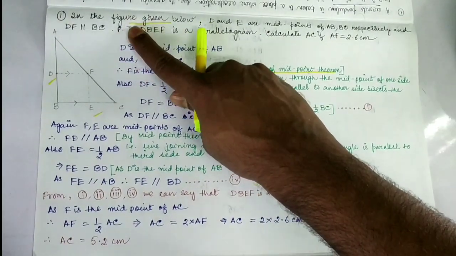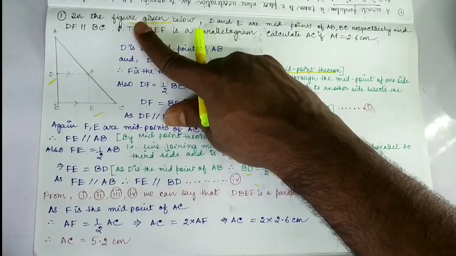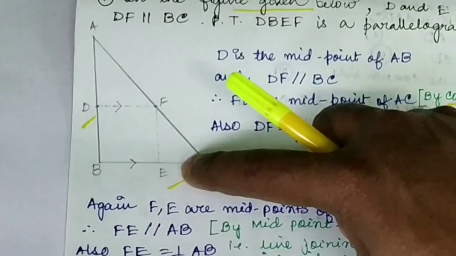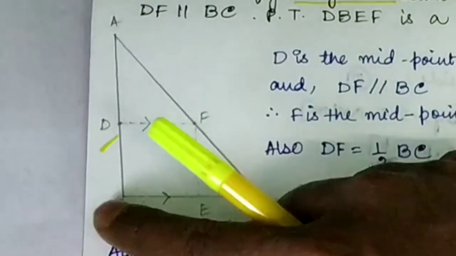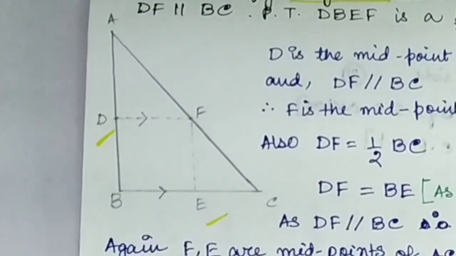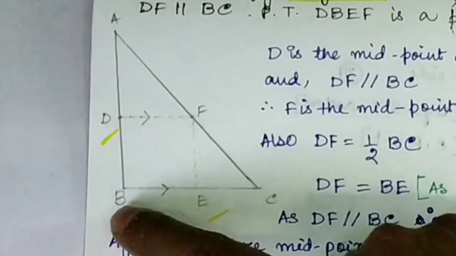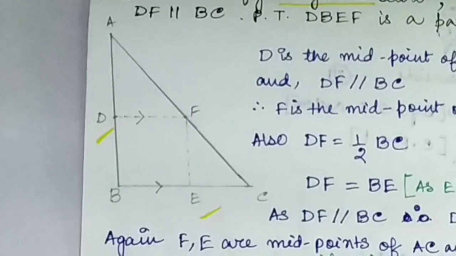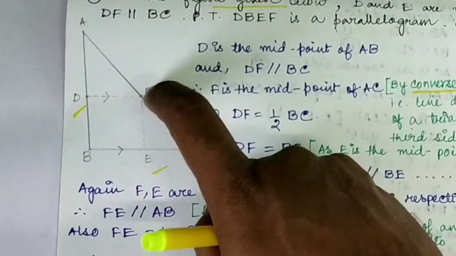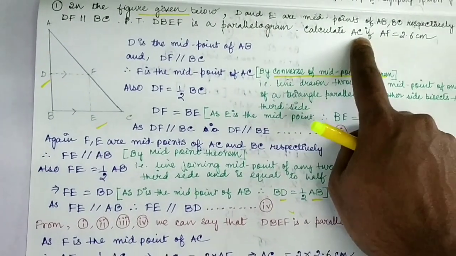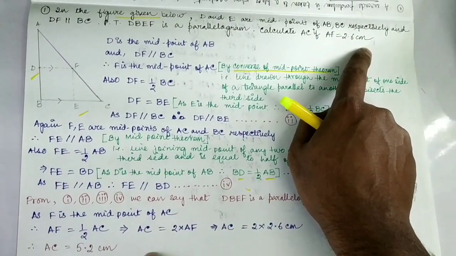It is given, all of you see. It is stated that in the figure given below, D and E are midpoints of AB and BC respectively. And it is also stated that this line DF is parallel to BC, and they have told us to prove that DBEF is a parallelogram. Also they have told us to calculate AC if AF equals 2.6 centimeter.